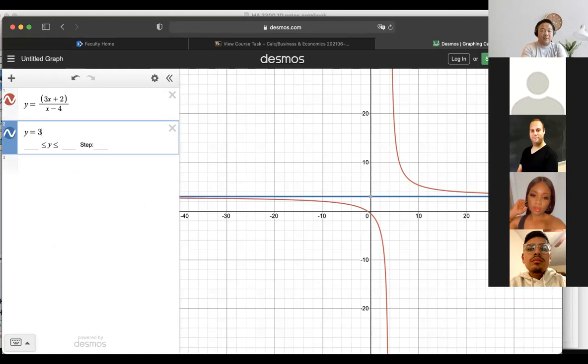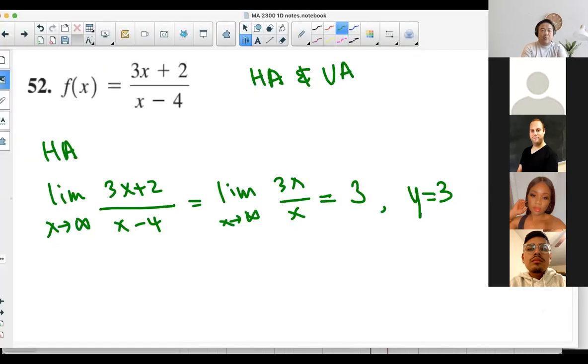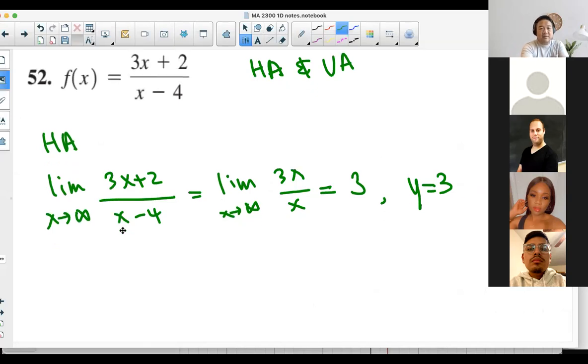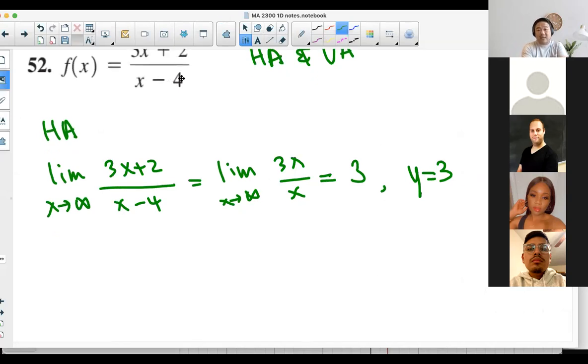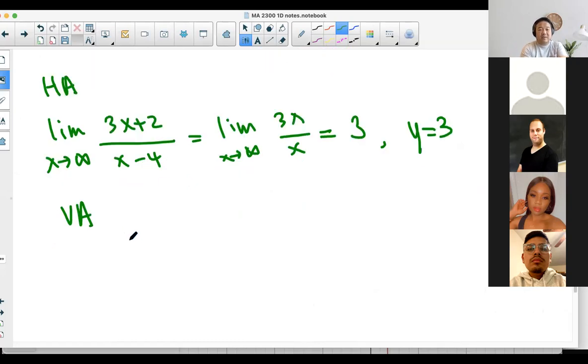All right, how about the next one? We're looking at the vertical asymptote. And obviously that's when the denominator is equal to 0, which is at 4. So for the vertical asymptote, you can say the limit of 3x plus 2 over x minus 4, let me say x is approaching 4. It can be either from the left or right. So let me call that the left.